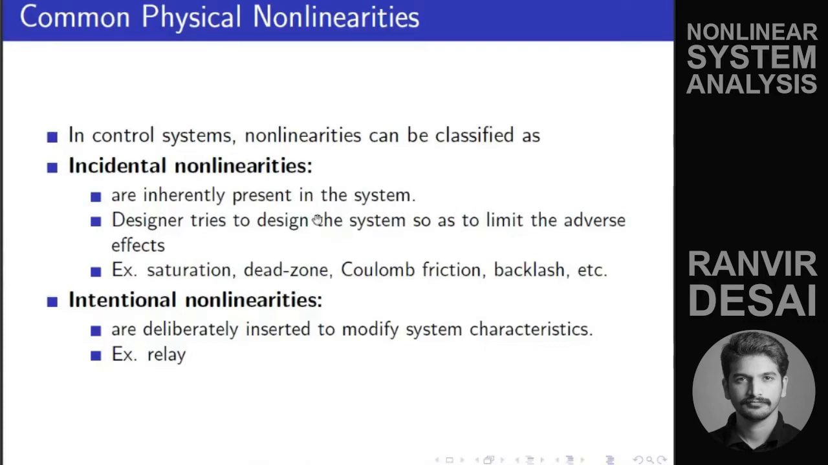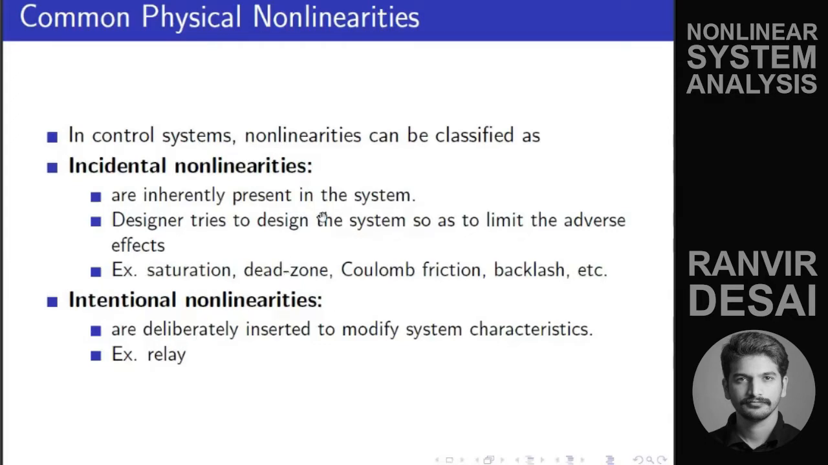So it is incidental nonlinearity, and intentional nonlinearities are the ones that are introduced by the control engineer. These are deliberately inserted to modify the system characteristics. So basically, if you put an intentional nonlinearity, it is kind of a device. If that device has a nonlinearity, you are simply making the system loop a nonlinear system. Even if the system is linear and you are putting a nonlinear controller, the closed loop system will be a nonlinear system. So that is called intentional nonlinearity.